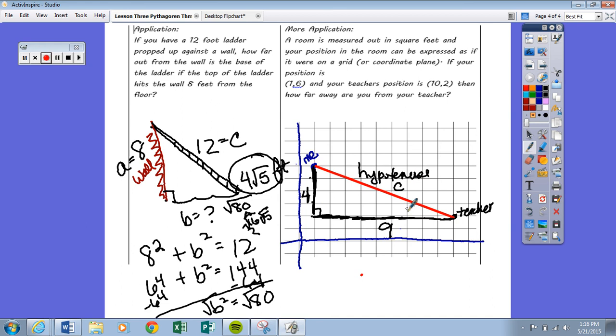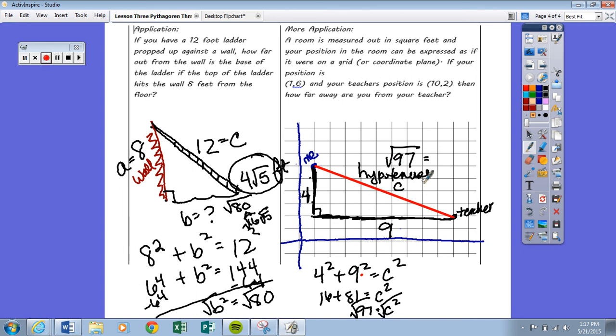And now we're trying to find our hypotenuse. So a squared plus b squared equals c squared that we don't know. And we're just going to solve it. So 16 plus 81, and that would be 97 again. Oh, I really like that number today. Okay, so 97 is c squared, which means this is the square root of 97. Remember, you got to take the square root of both sides. So this is the square root of 97 away me from my teacher.